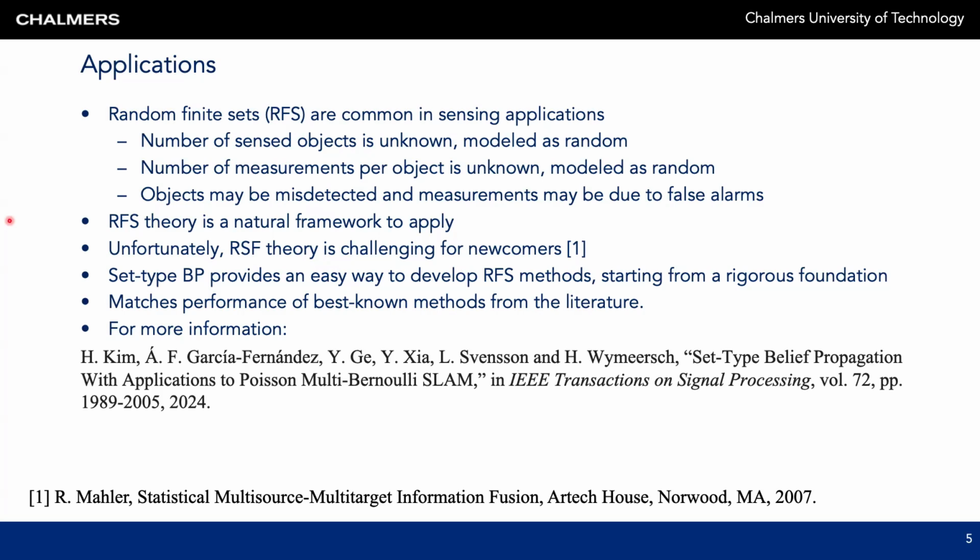Set-type belief propagation has a wide range of applications, particularly in sensing, where random finite sets, or RFS, are common. In these scenarios, the number of sensed objects is unknown and modeled as a random variable, and the number of measurements per object is also random. Additionally, objects may be misdetected and measurements may be due to false alarms. RFS theory provides a natural framework for addressing these uncertainties, but it is known to be challenging for newcomers. Set-type belief propagation offers a simpler, more accessible way to develop approximate and fast inference methods based on RFS theory.